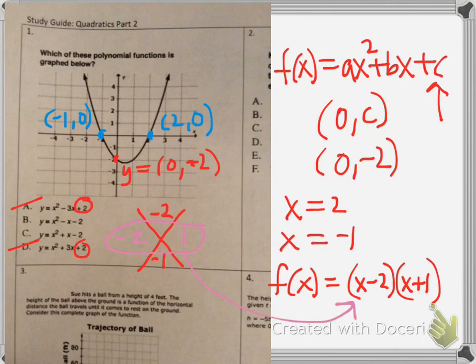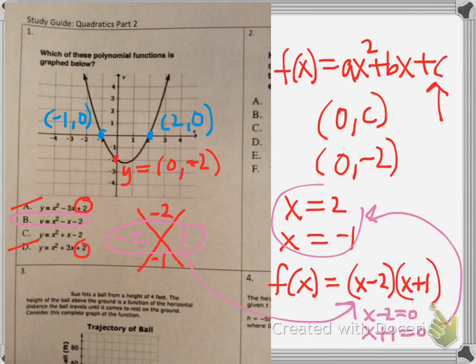So when you apply the zero product property and set each parenthesis equal to 0, x minus 2 equals 0, and then x plus 1 equals 0, you flip the signs and you get our two x-intercepts. So B is our answer choice.